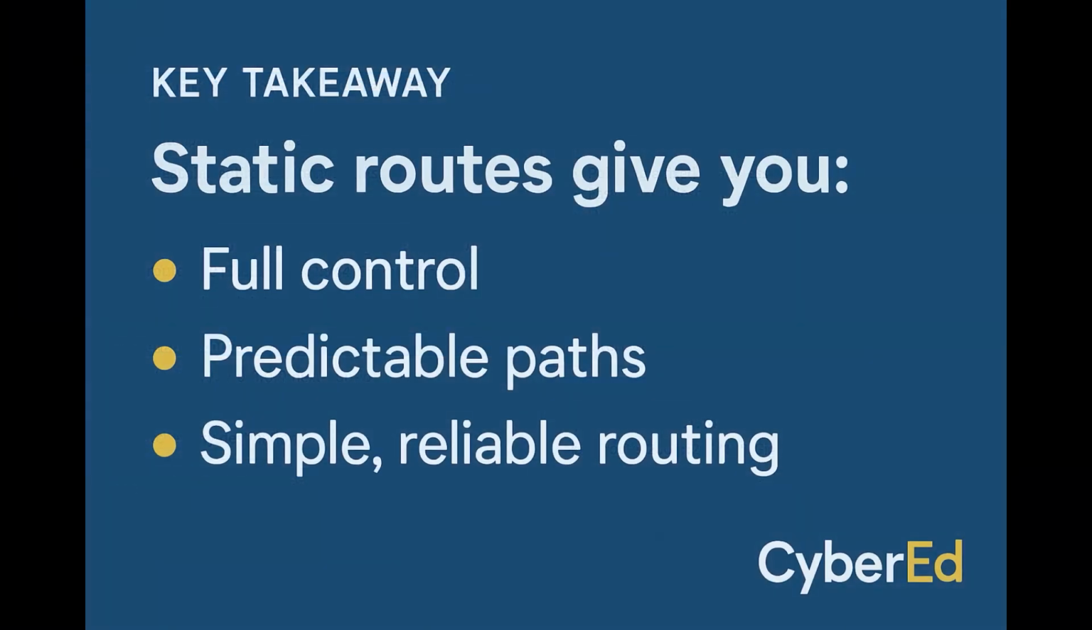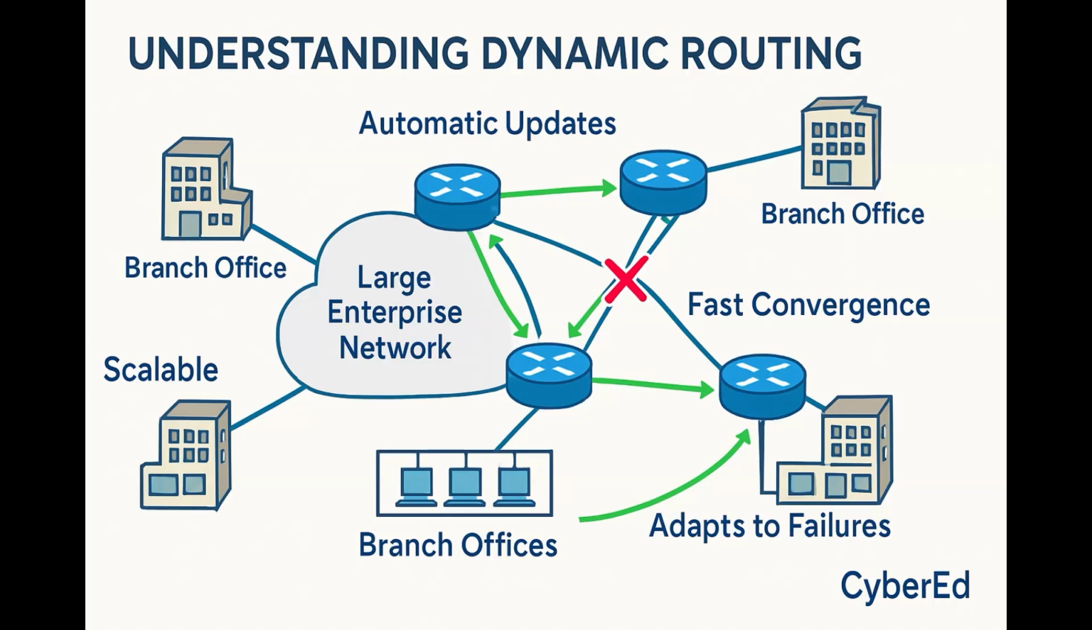The key takeaway, static routes give you full control, predictable paths, and simple, reliable routing, but they must be manually maintained. In large enterprise networks with many subnets and remote offices, relying on static routing quickly becomes impractical. Manually configuring and maintaining routes across multiple routers is time-consuming, difficult to scale, and slow to respond to network failures. If a link goes down, static routes do not adapt. Traffic simply fails unless an administrator intervenes.